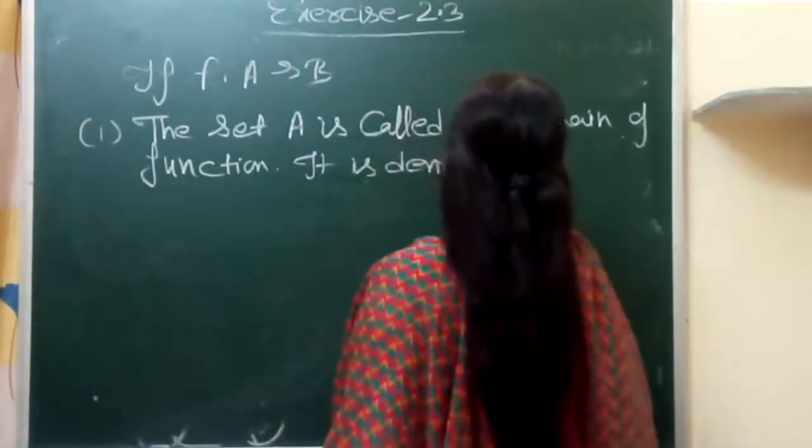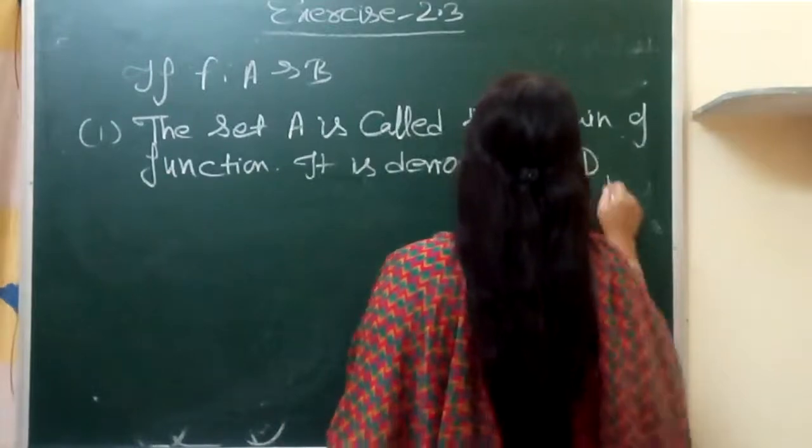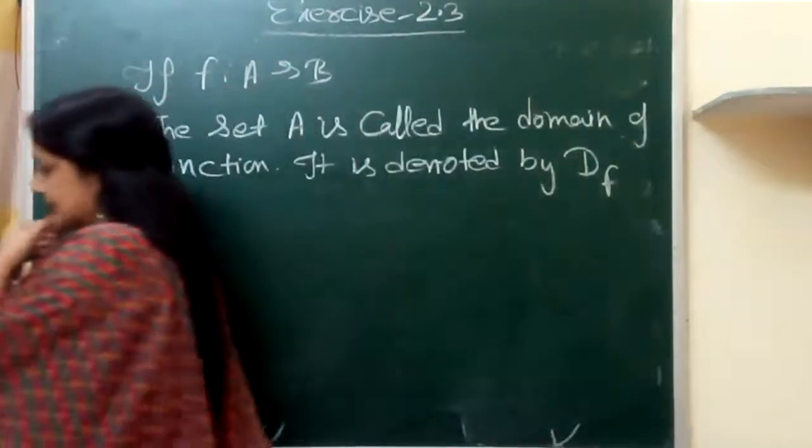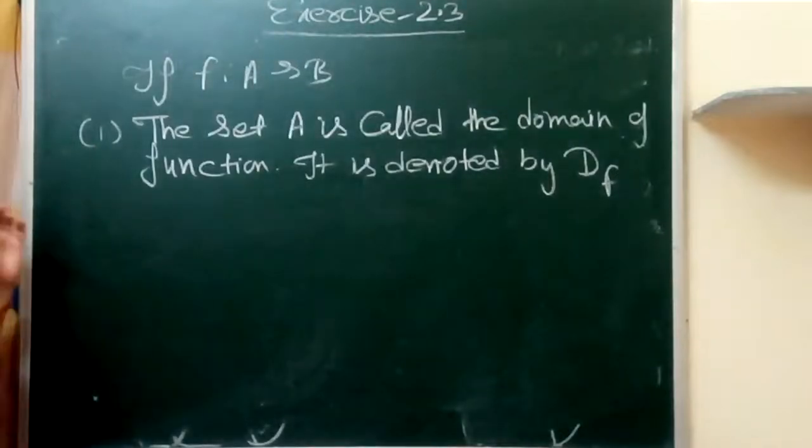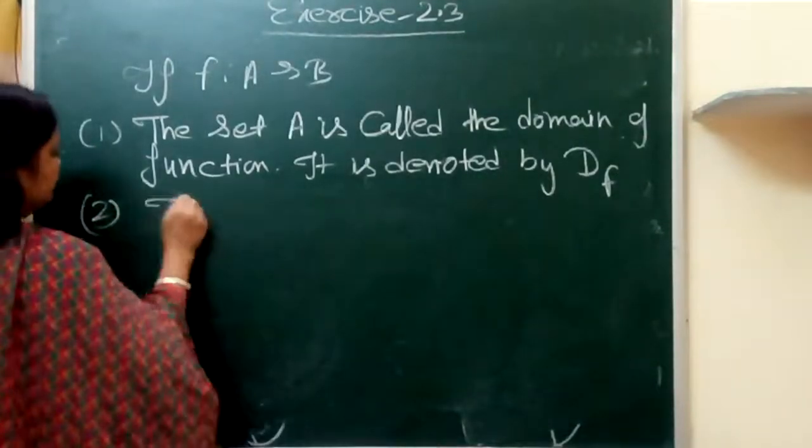And now you will learn about the codomain. What is the codomain? The set B is called the codomain.